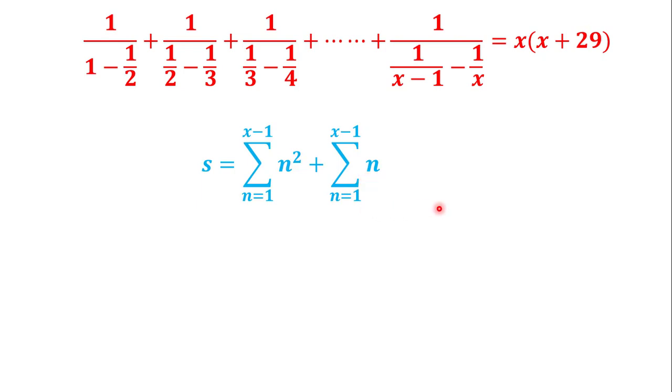We know there is a formula to calculate the sum of k natural numbers. If we have k numbers and we want to add up these numbers, the sum is equal to k times k plus 1 over 2. So this summation is equal to x minus 1 times x minus 1 plus 1 over 2. X minus 1 plus 1 is going to be x. So this summation is equal to x times x minus 1 over 2.